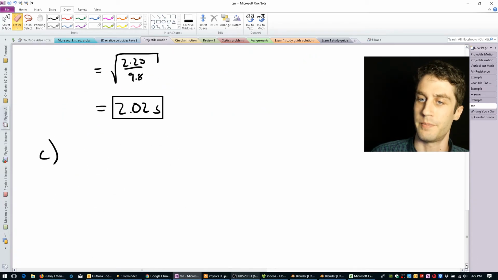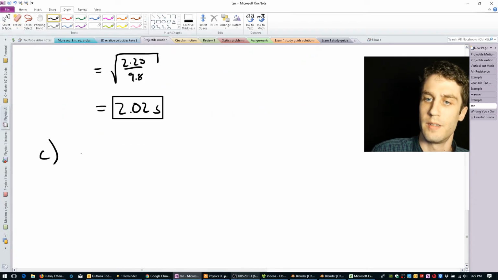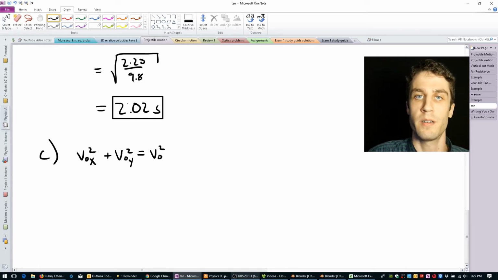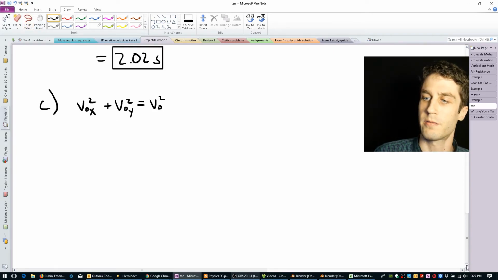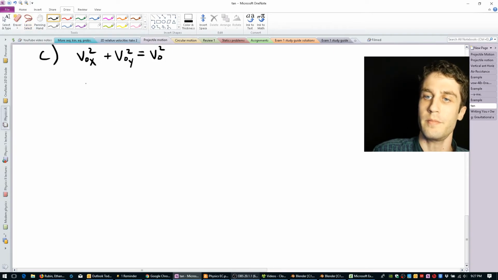So again, v naught x squared plus v naught y squared is equal to v naught squared. This is just the Pythagorean theorem. The x component squared plus the y component squared is the hypotenuse squared. And that tells us v naught x is equal to the square root of v naught squared minus v naught y squared.